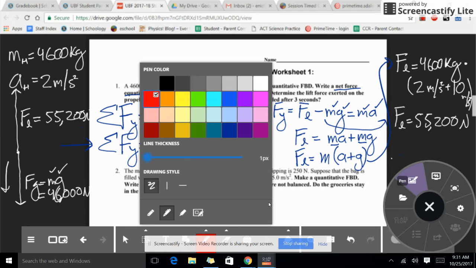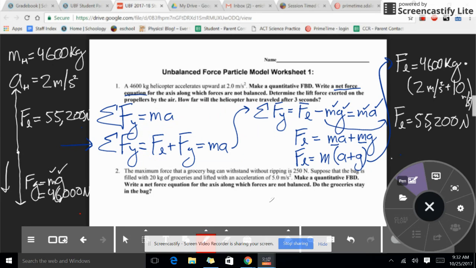Cool. Let's take a look at the problem. All right, I have figured out my FBD. It's quantitative because I have numbers. I've written my net force equation for the axis along which forces are not balanced. Great. Determine the lift force. We did that over here. We still need to figure out how far the helicopter has traveled in 3 seconds.